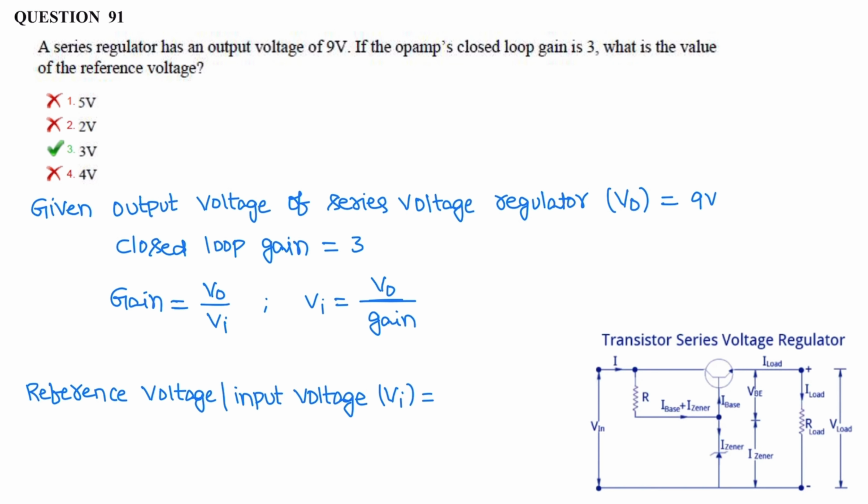We know that gain is equal to the ratio of output voltage to input voltage. So from this, input voltage VI is equal to output voltage by gain, that is 9 by 3. Input voltage is 3 volts. Therefore, reference voltage or input voltage VI is 3 volts. Correct answer is option 3.